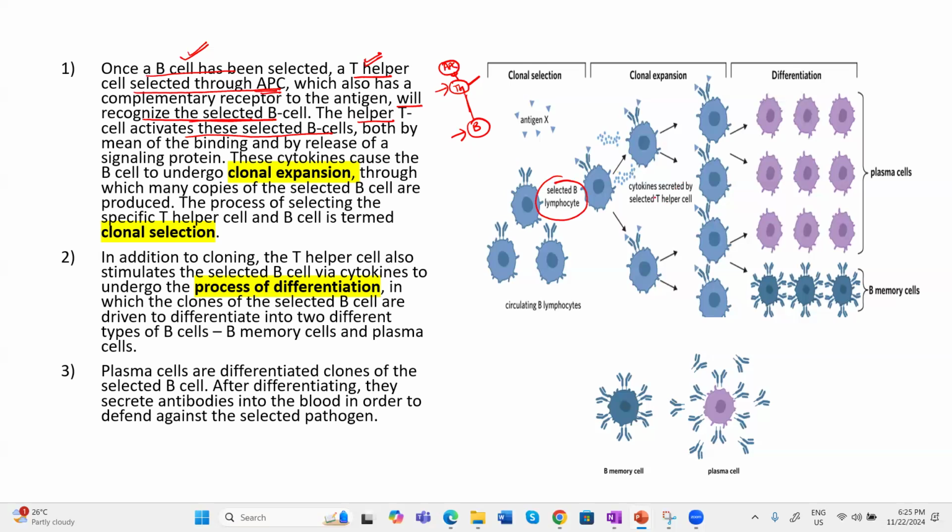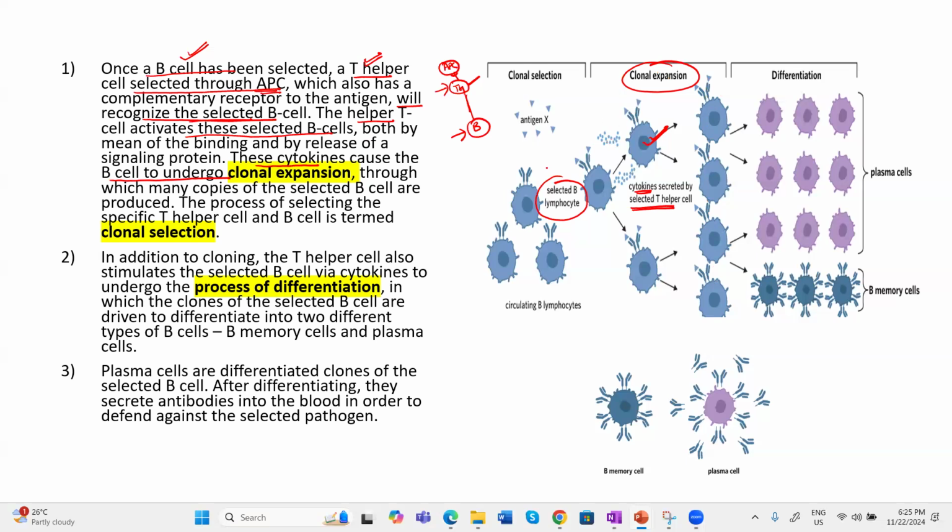Now what will happen? Chemicals released from the selected T helper cell, like cytokines, will interact with the selected B cell and will make the B cell active. Okay, we say B cell is now active. Now B cell, the cytokine causes the B cell to undergo clonal expansion. Now cytokines will help the B cell to go for clonal expansion. See, they are increasing their number.